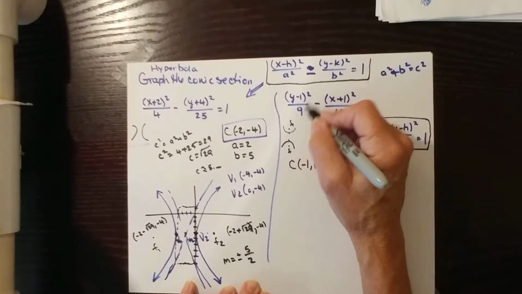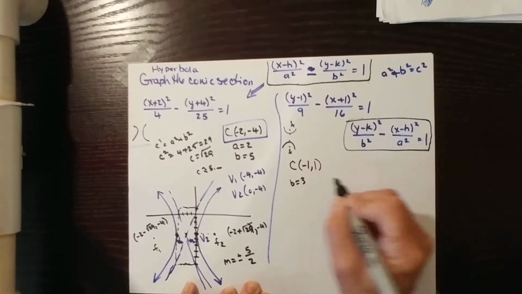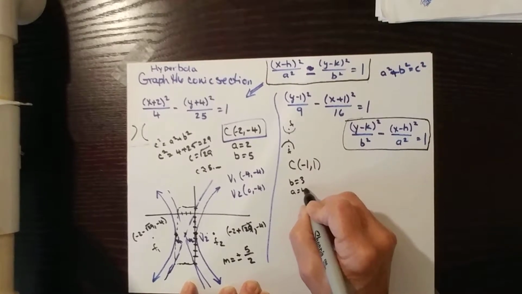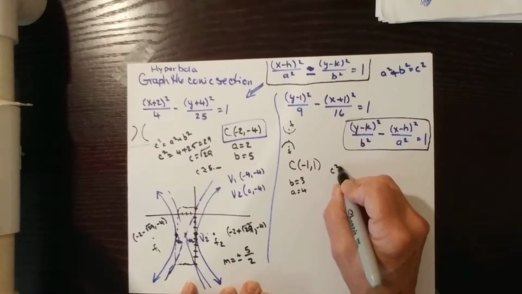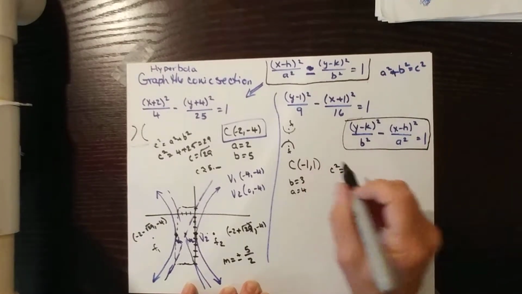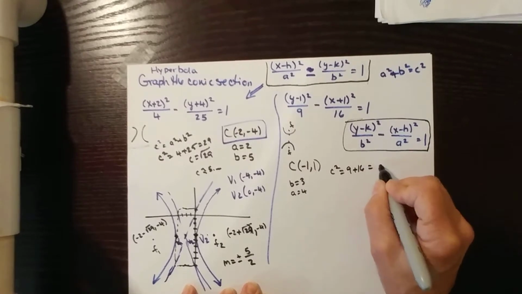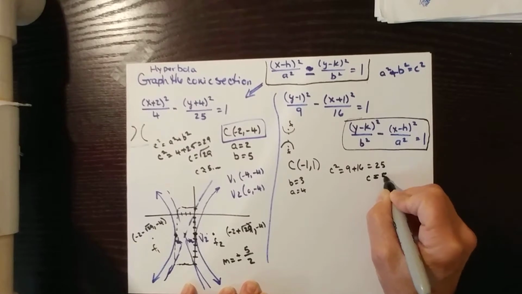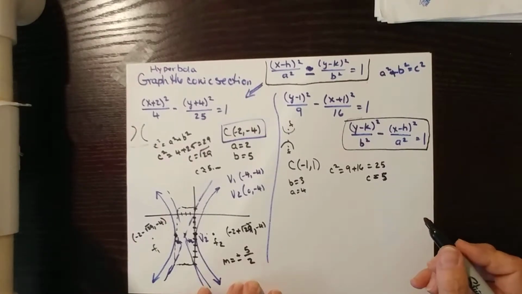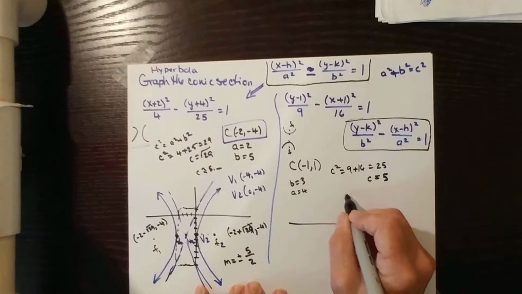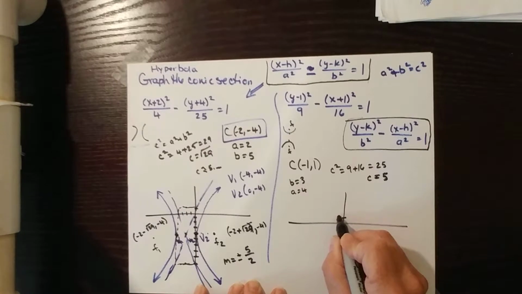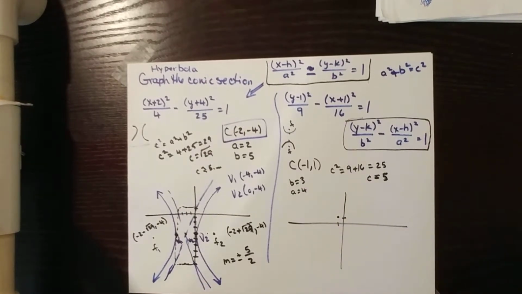The value underneath y is b squared, so b is equal to 3. The value underneath x squared is a squared, so a is 4. C squared is the Pythagorean theorem, basically, so 9 plus 16 is 25, so c is 5. That's a nice whole number for us. So let's try to graph this guy. Start at the center, which is at -1, +1. There's our center. Now what we do is we go left, right, a, up, down, b.